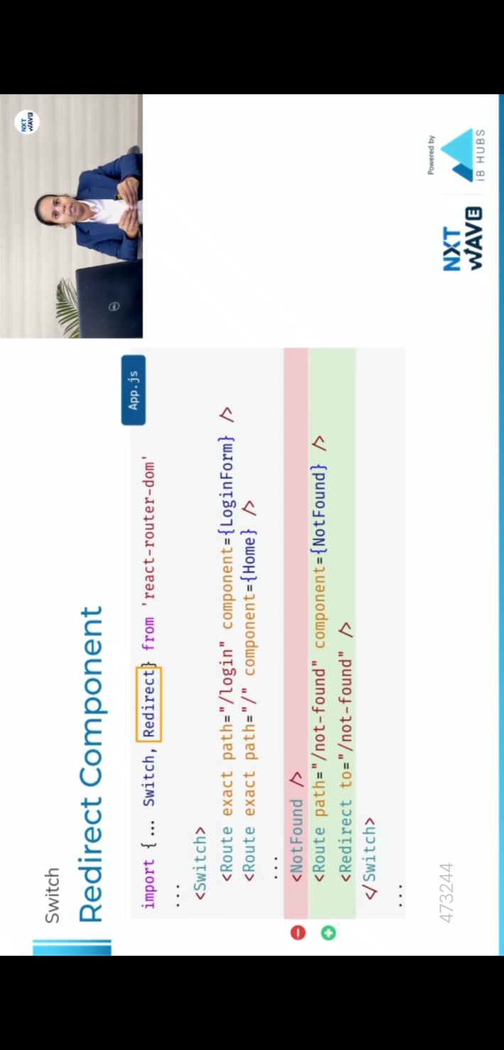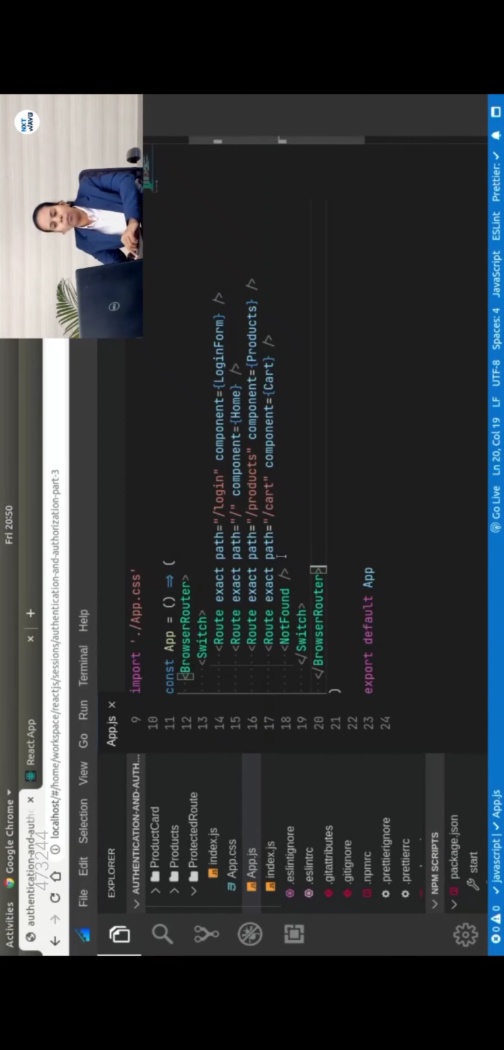In case the path doesn't match any of these, we want to redirect the user to the not-found path. Here we have specified Redirect to /not-found. So if the user is trying to access a path which is not defined, then automatically they'll be redirected to the path /not-found, and then the NotFound component will be rendered. Let's have a look at that. Just like how we specified a user-defined component, similarly, we can specify a Redirect component here.